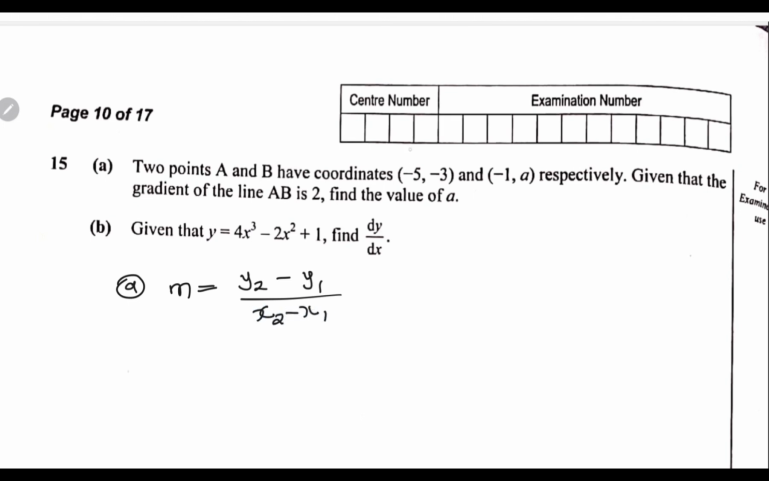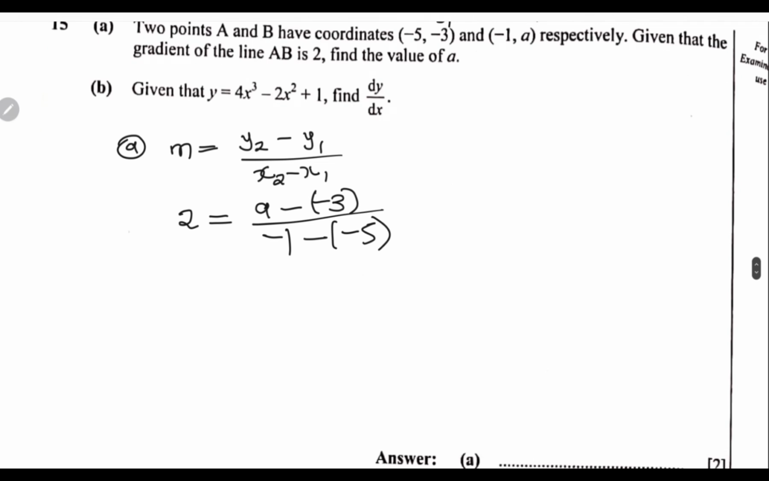So let us assign this. We are going to assign this one as x1 and this one as y1. Then this is x2 and this one is y2. So all we need now is to substitute all the given information in this formula, then solve the resulting equation. The gradient we are told is 2, so we substitute 2 equals y2. Y2 is A, so A minus y1, which is -3, over our x2, which is -1, then minus x1, which is -5.